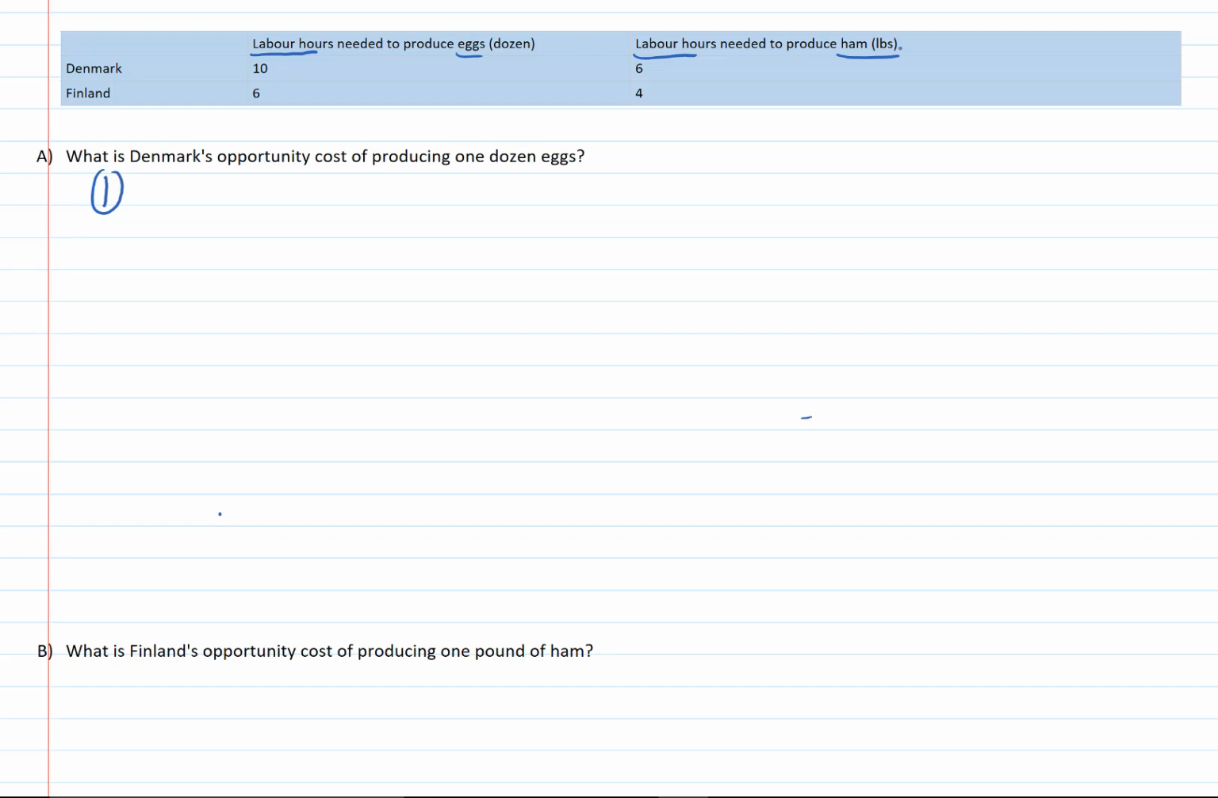So we're given the labor hours needed to produce eggs, as well as the labor hours needed to produce a pound of ham. So the first step to solving this problem is to write out how much of each of the goods we can produce given a certain level of inputs. For instance, in 1 hour, Denmark could produce 1/10 of a dozen eggs, or could produce 1/6 of a pound of ham.